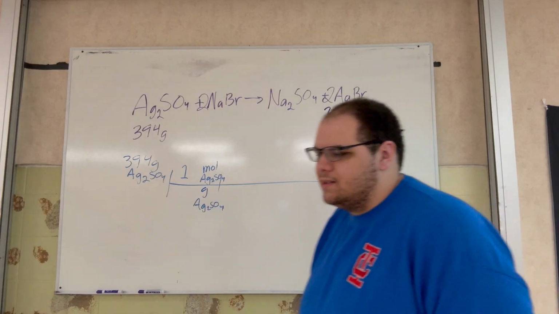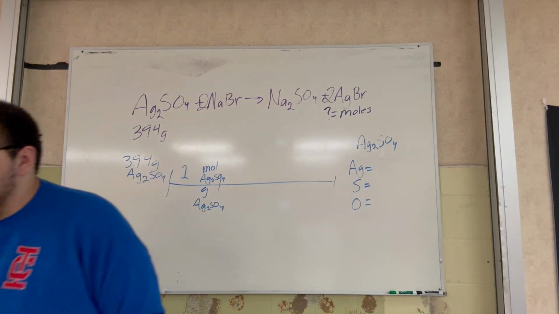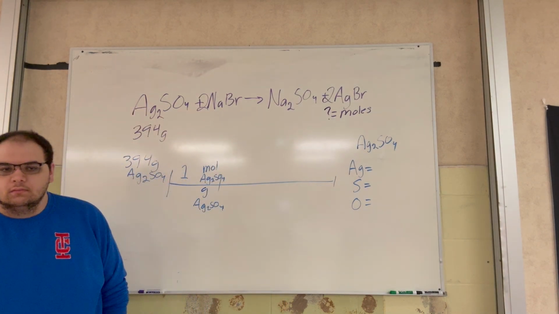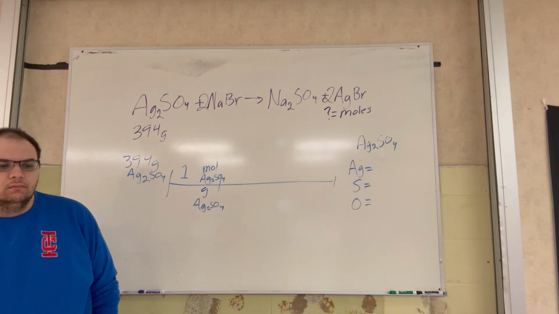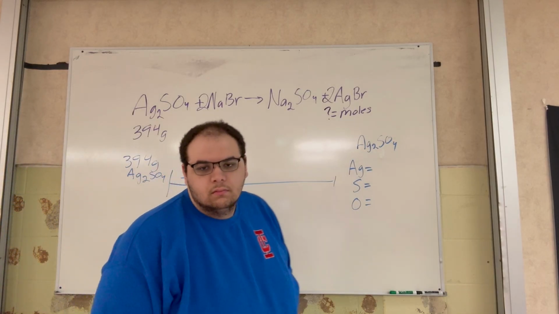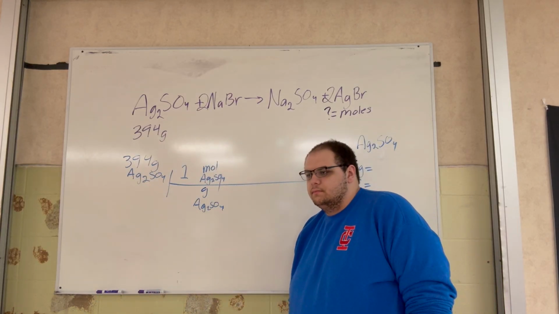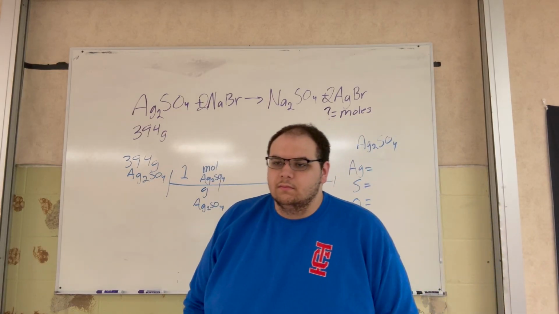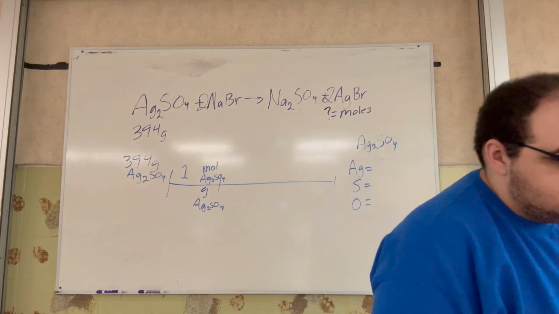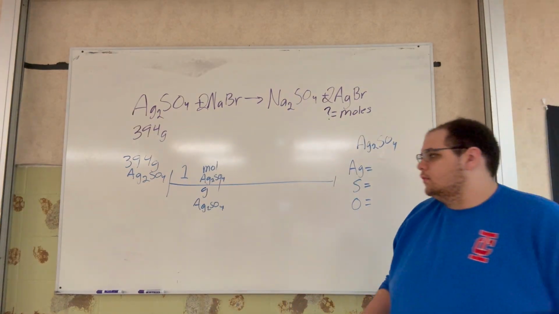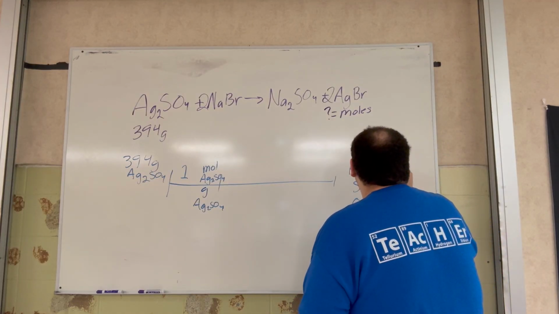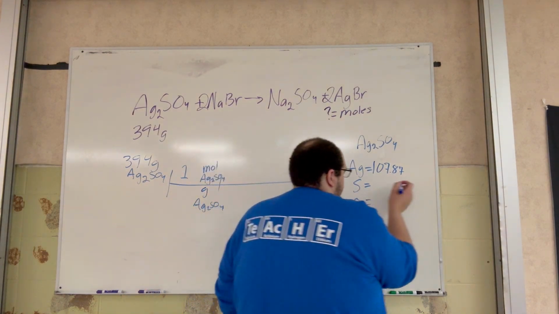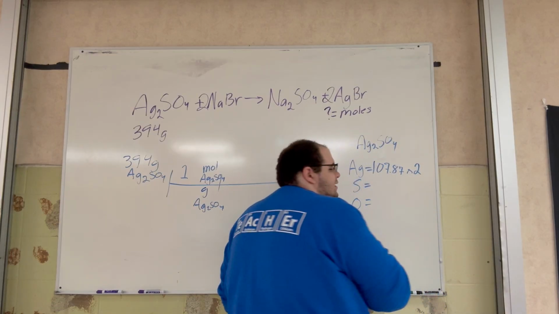Hey, looking at your periodic tables, what's the mass of silver, Ag? 107.87. But how many silvers do we have? You have 2. We have 2 of them. So what do you think I need to do to that number? Multiply by 2. What's the mass of sulfur?